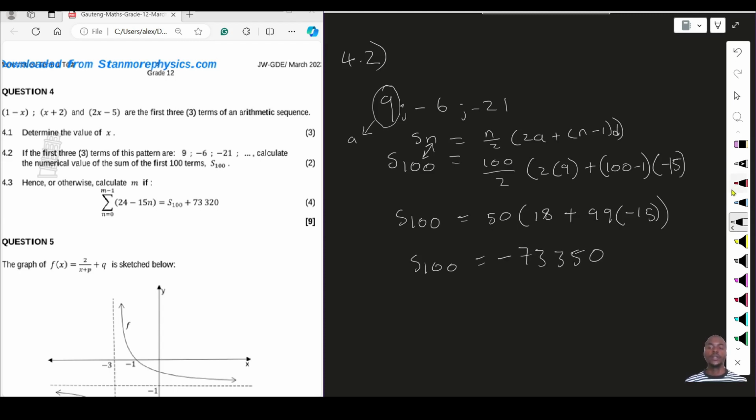Then how do we then mark this one? For substituting correctly, you get a 1. For the final one, you get another mark. So this is 2 marks.